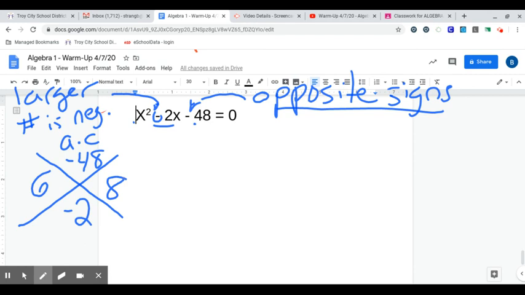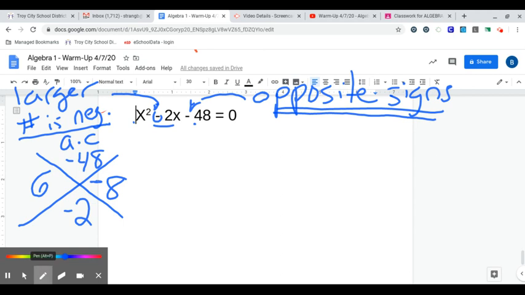So I know that my larger number is negative, right? I knew that had opposite signs. My larger number is negative, so I make it a negative 8. Okay. And so now I'm going to write out my problem again. I take that x squared down.